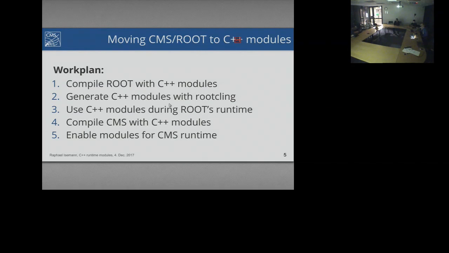Then we tell rootcling to generate the C++ modules that we need for ROOT. Then we attach the generated C++ modules to ROOT's runtime. And then we do more or less the same for CMS. We compile CMS with C++ modules. And then we start activating the ROOT module support in CMS and get CMS running with C++ modules during runtime.